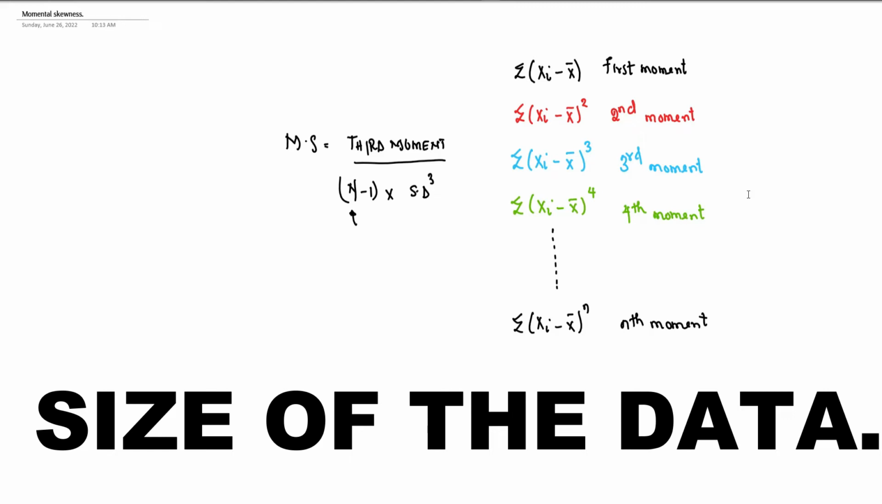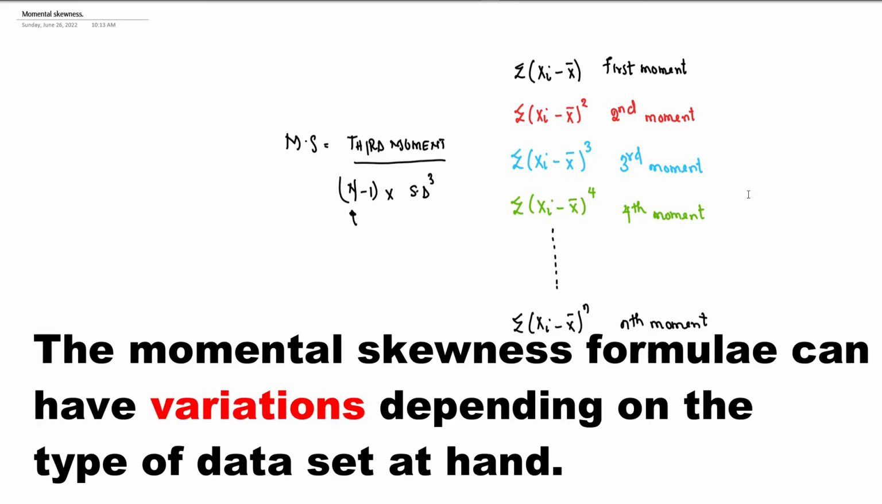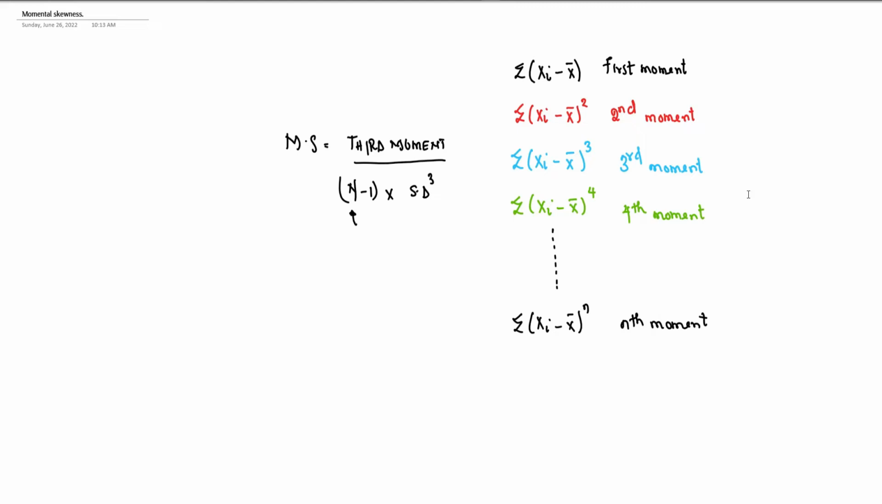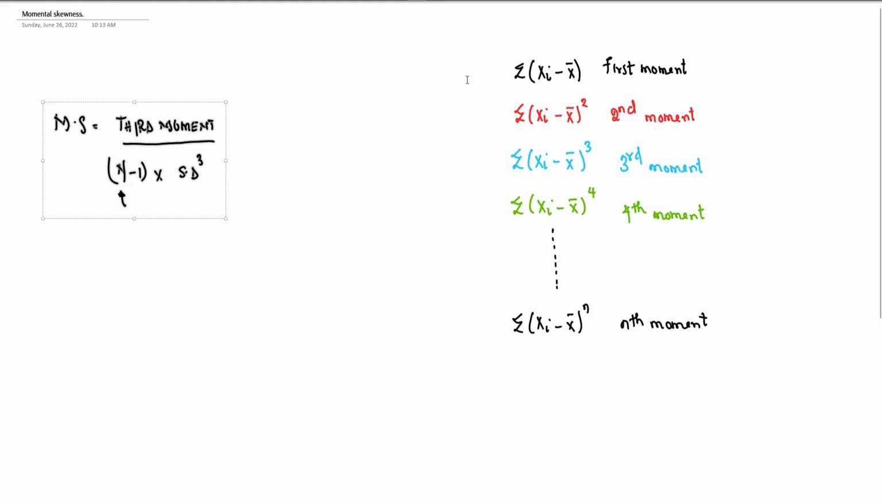It is very important. The momental skewness formula can also have a bit of a variation depending on the type of data set that we have. We can have a momental skewness formula when we have an ungrouped data, when we have a grouped data based on class, and also when it is grouped based on score. It's practically the same thing, just that a few details change.